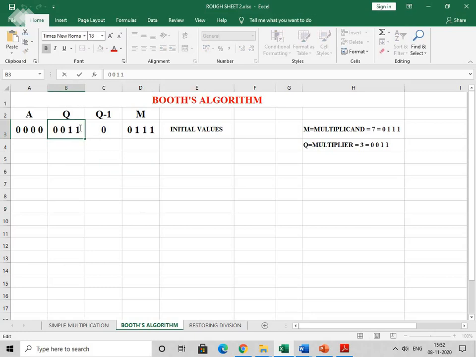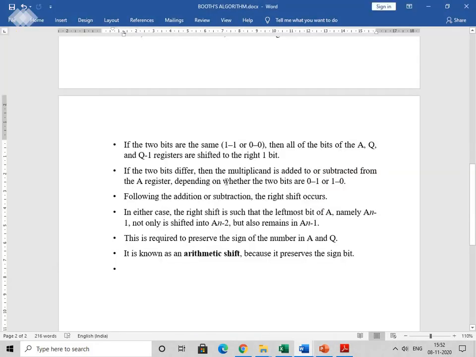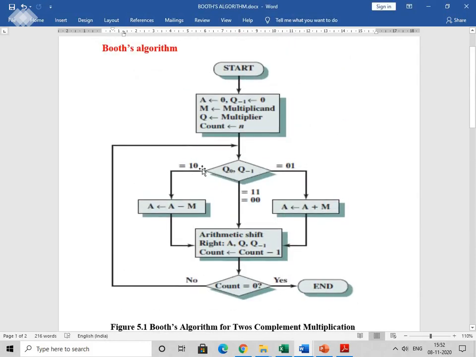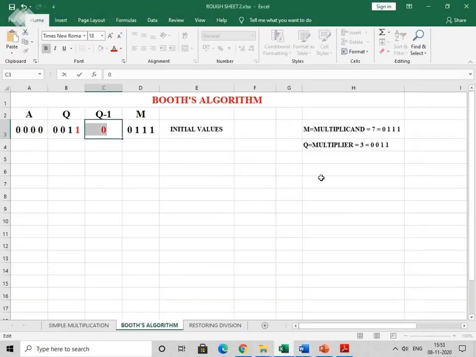Now you are going to observe the Q0 bit and Q minus 1 bit. Now here Q0 is 1 and Q minus 1 is 0. So I will open the flowchart. So when Q0 is 1 and Q minus 1 is 0, then we are going to add the 2's complement of M with A. That means it is equivalent to subtraction, and store the result in A. So let's do it here.